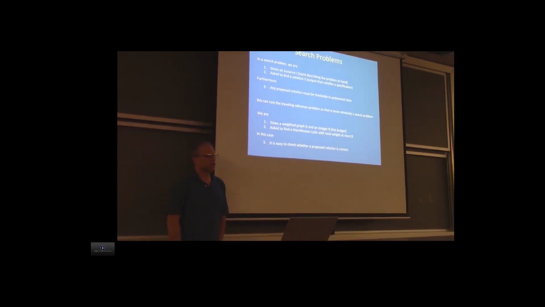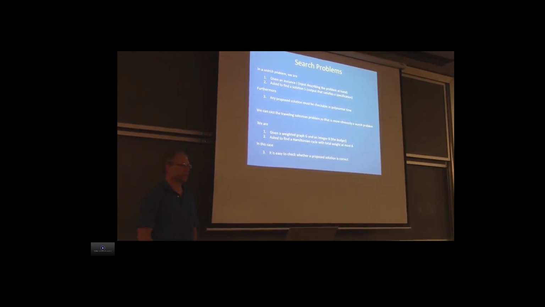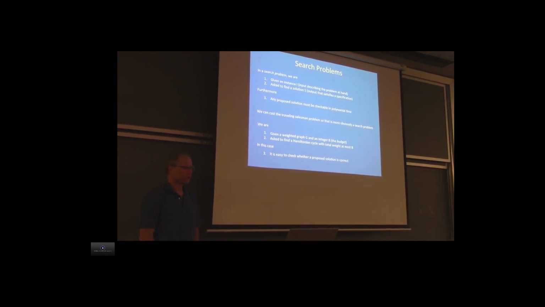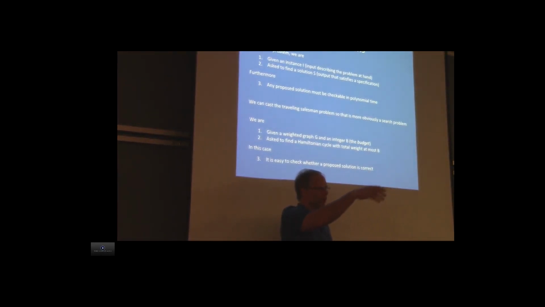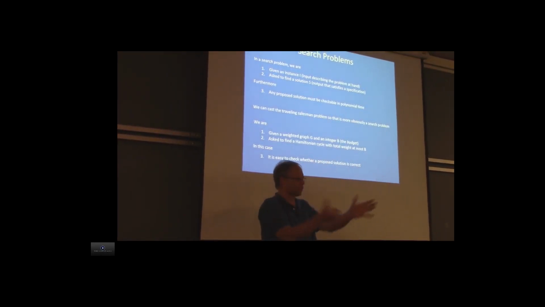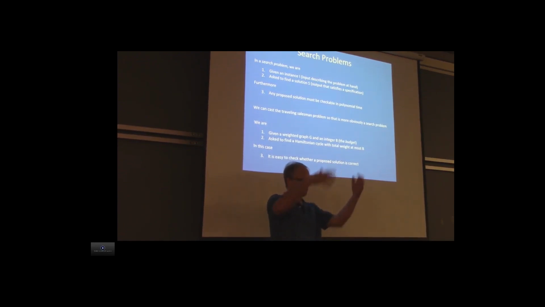Is it easy to check whether or not the proposed solution is correct? Okay. How would you do the checking? Okay, so the solution would be a Hamiltonian cycle. So you'd have to check that all the edges exist in the graph, that the edges actually form a cycle, and that the total weight of the edges adds up to less than or equal to B. And that's not hard to do.